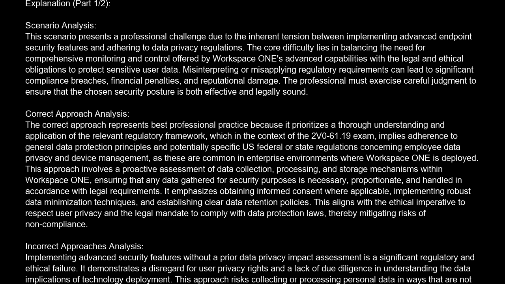Incorrect approaches analysis. Implementing advanced security features without a prior data privacy impact assessment is a significant regulatory and ethical failure. It demonstrates a disregard for user privacy rights and a lack of due diligence in understanding the data implications of technology deployment. This approach risks collecting or processing personal data in ways that are not legally permissible, potentially violating data protection laws by exceeding the scope of necessary data collection or failing to obtain proper consent.